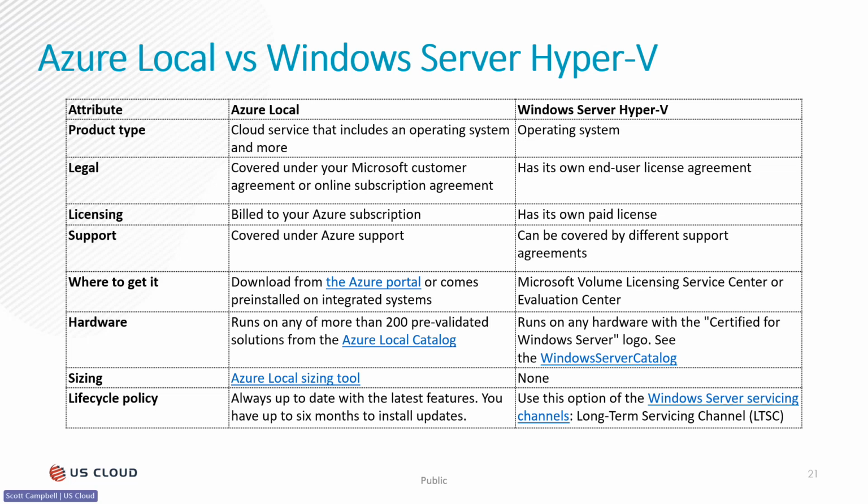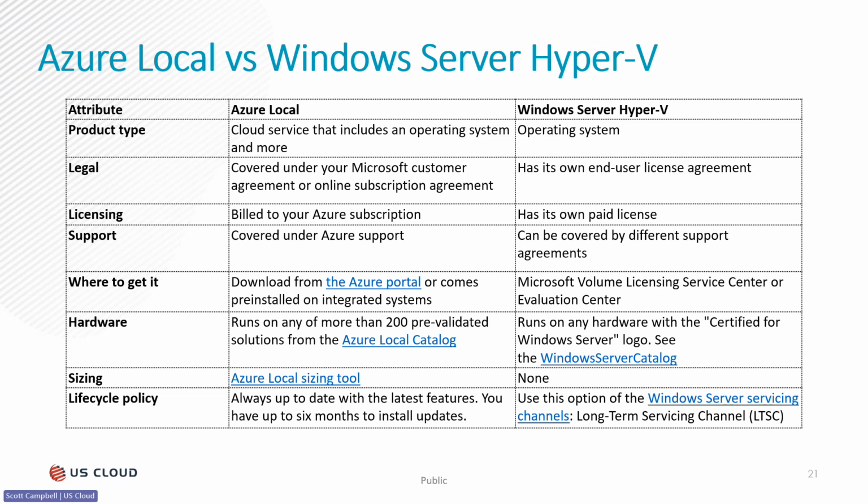The Volume License Service Center, or the Evaluation Center, is where you're going to get Windows Server Hyper-V. Azure Local, you're going to download it via the Azure portal. And usually there's talk about updates. Well, updates are at the bottom. I'll cover that in a minute.